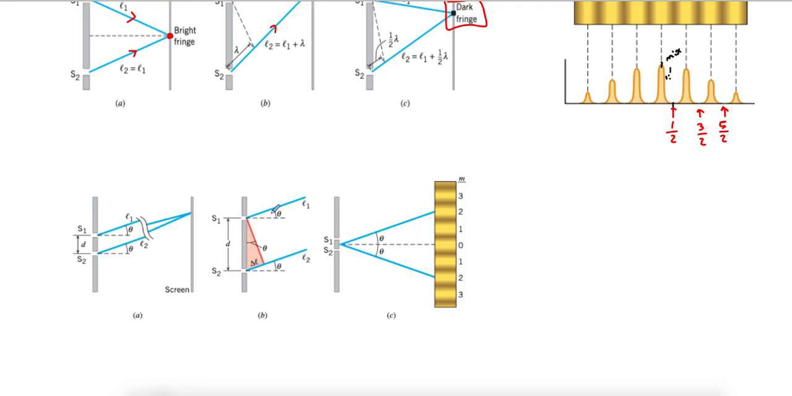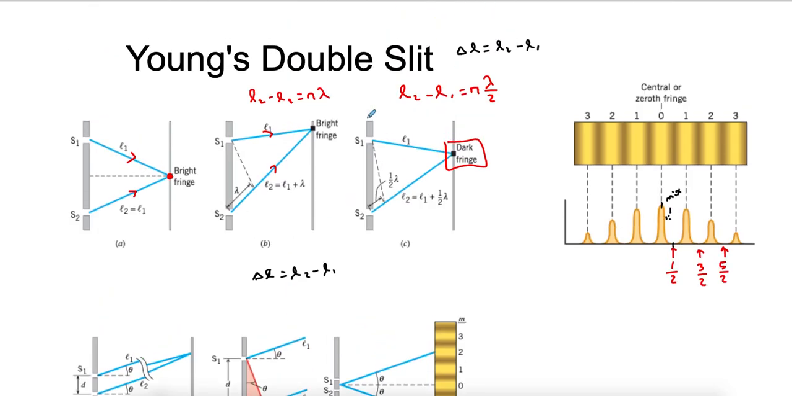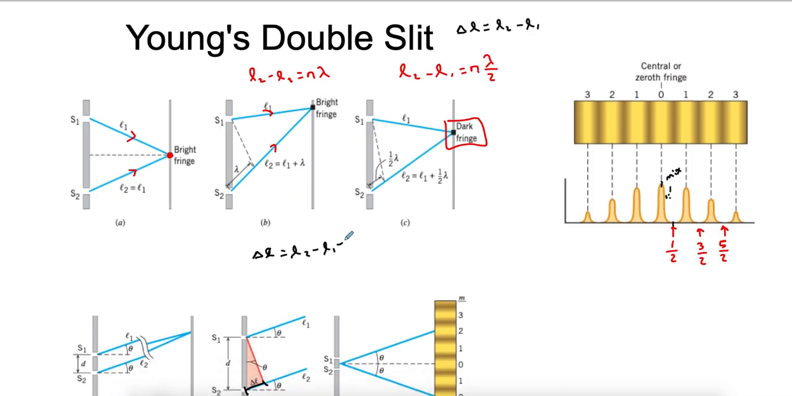So if two rays are relatively parallel, right, they're going to hit the screen like this. And the path difference that we're looking at is this little section right here. All right, that's our path difference. And our path difference, like we said, delta L, is just L2 minus L1. And this has two outcomes, right? If we want a bright spot, it would be n times lambda. If we want a dark spot, it's going to be n times lambda over 2.